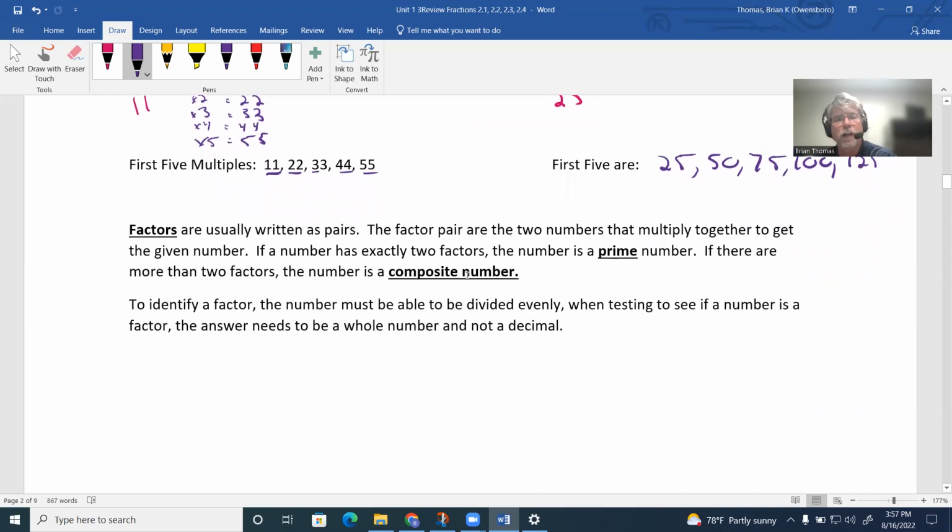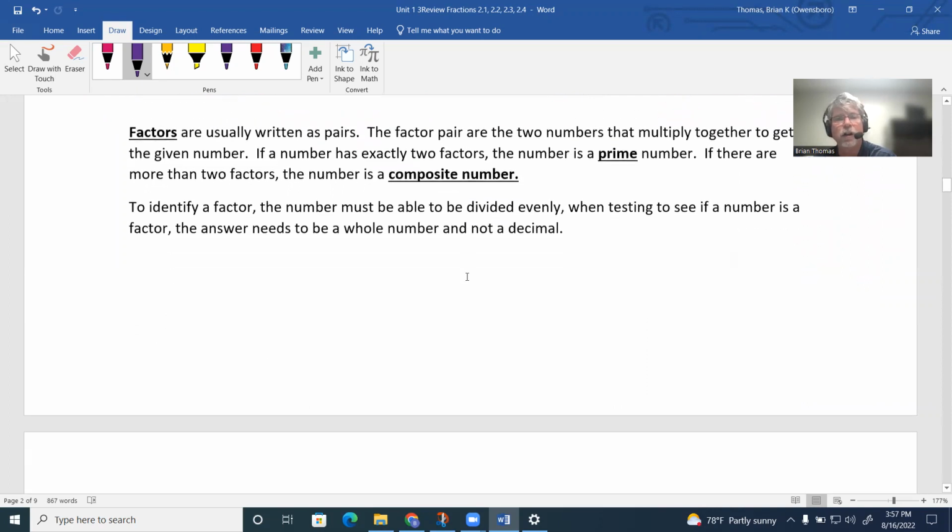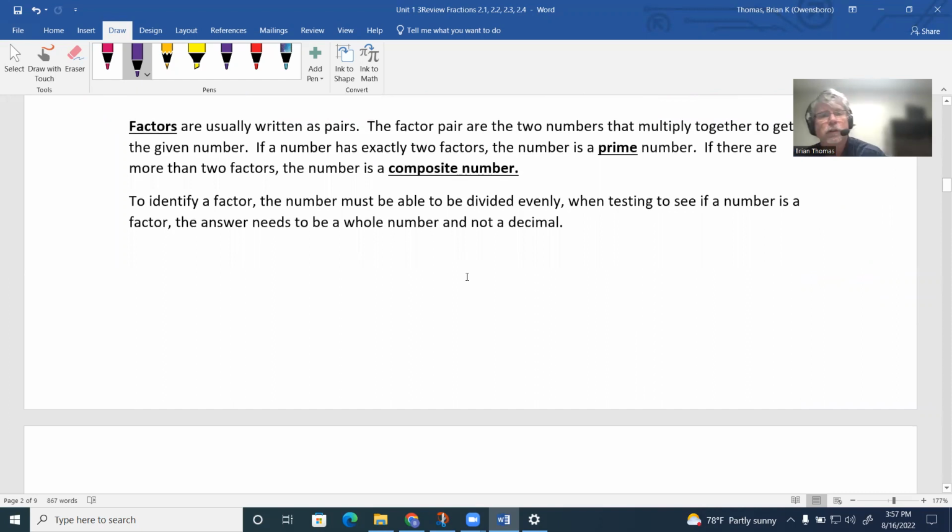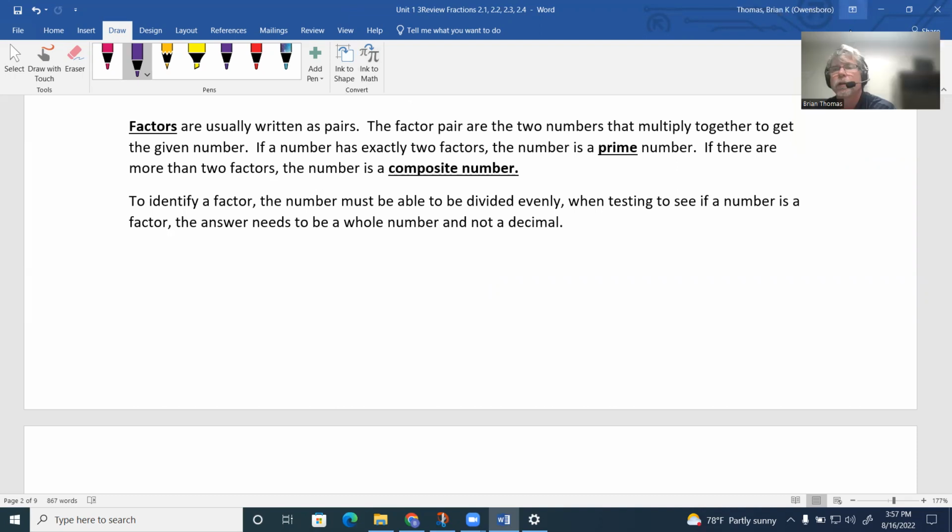So multiples are kind of familiar to us. Factors, on the other hand, are a little bit different. Factors are usually written as what we call pairs. The factor pair are the 2 numbers that multiply together to get the given number.